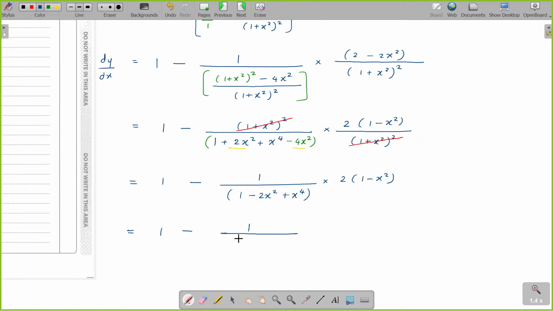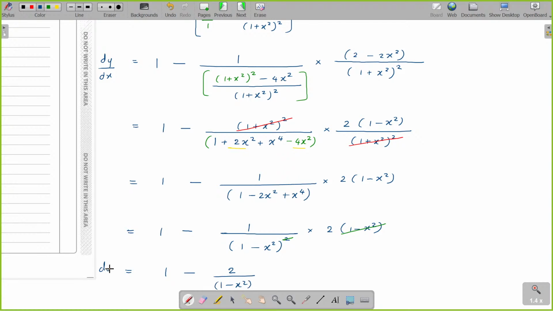1 minus 2x square plus x to the power 4 can be factorized as (1 minus x square) square, times 2 into 1 minus x square. Can you see how this works? And then we can cancel out one of the 1 minus x square, because it perfectly cancels out. And then you have the 2 on top, 2 over 1 minus x square.